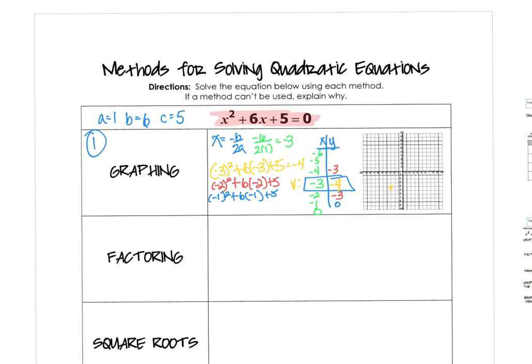And if we plug in negative 1 and get 0, we will get 0 when we plug in negative 5, again, because of symmetry. And then we could plug in 0, so we would have 0 squared plus 6 times 0 plus 5, and that gives us 5.